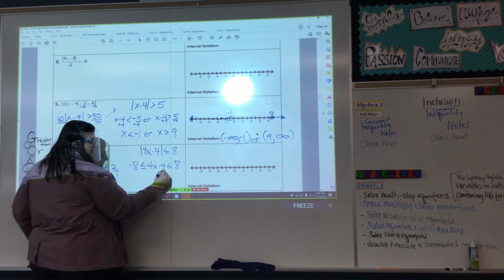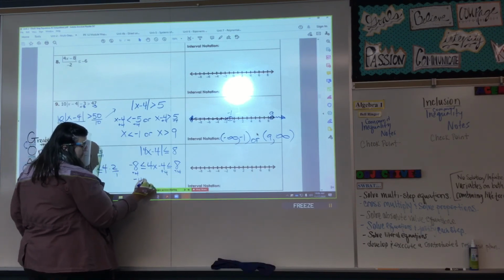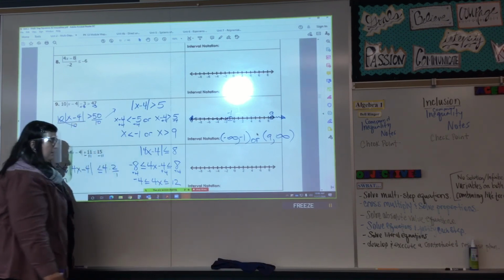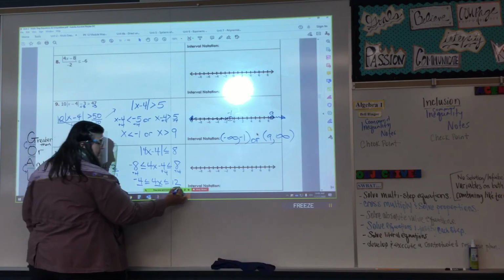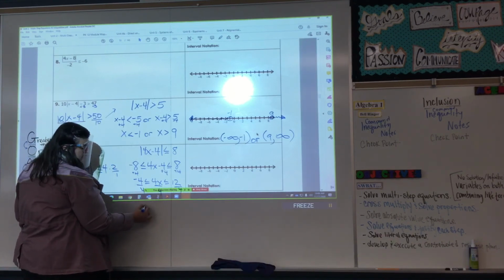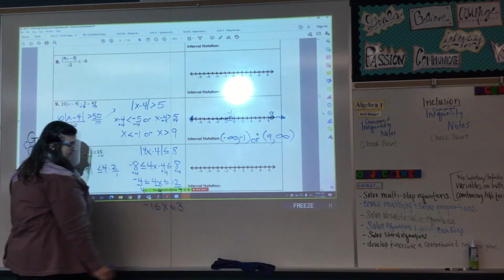Getting x by itself, I'm going to add 4 to all three sides. -4 is less than or equal to 4x, which is less than or equal to 12. One more step, divide by 4. -1 is less than or equal to x, which is less than or equal to 3.